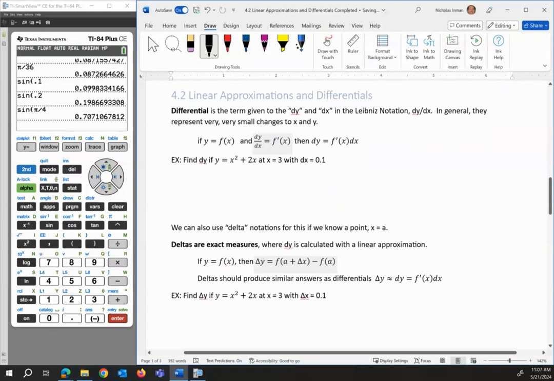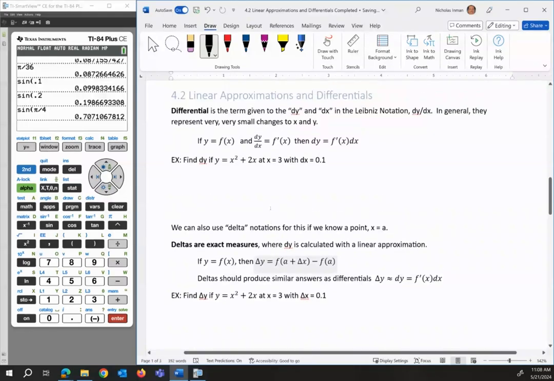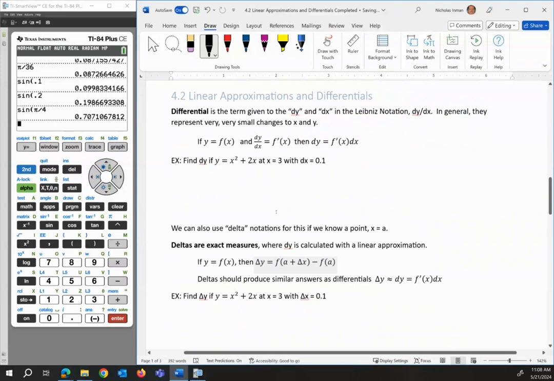Okay, a differential is going to be like the dy, the dx. Those come from the Leibniz notation, dy dx, and they represent very, very small changes to x and very, very small changes to y. As you make a small change to x, it should produce some small change in your y values. Deltas, as we get to these, are exact measures. So you're plugging in exact values, you're getting back exact values. Differentials are going to rely on the derivative, and so they give approximations.